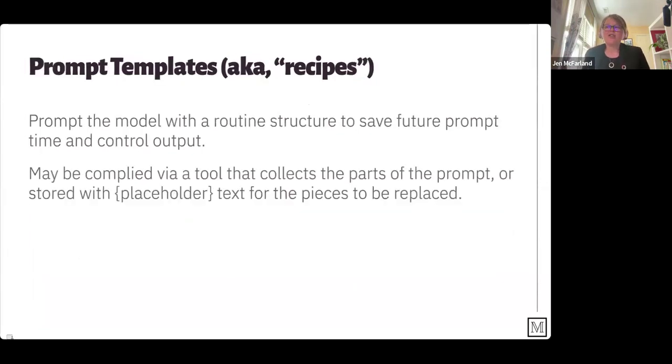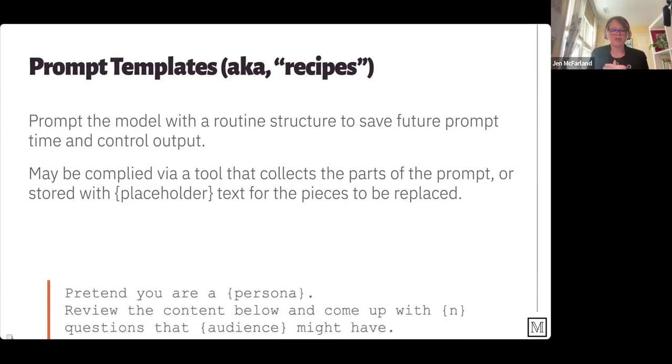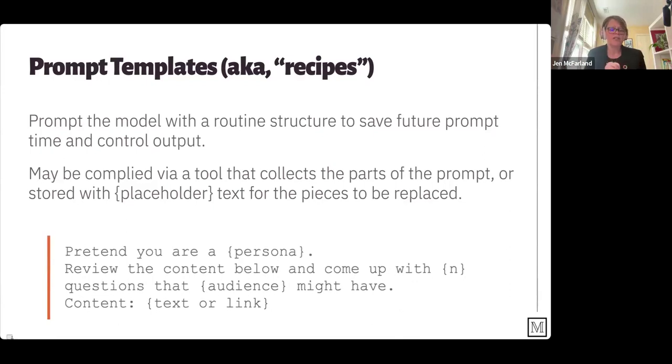So another thing that you might use are prompt templates, and these are often referred to as recipes as well. This is a routine structure that you might use, and then you can save it somewhere, and there's a number of tools we'll talk about in a little bit for where you can save these. And then you can have something like this, brackets placeholder text, where you can just highlight these pieces and put in the things that you need to use this prompt for. This is maybe not even as helpful, because when you fill in persona, that might be a longer description.